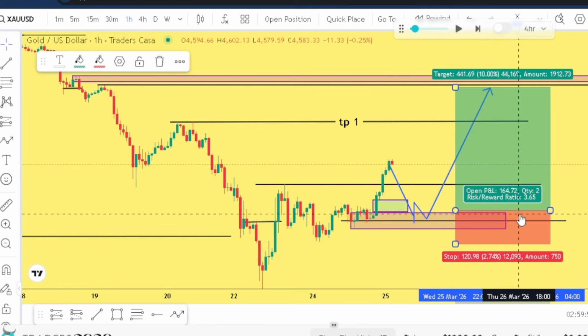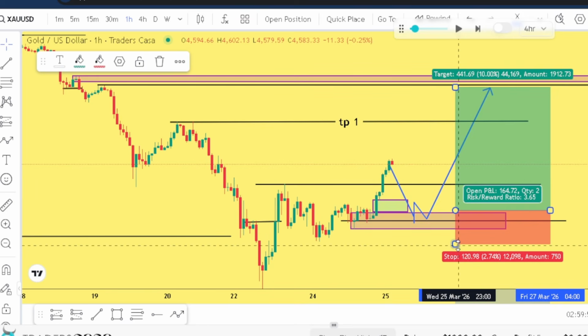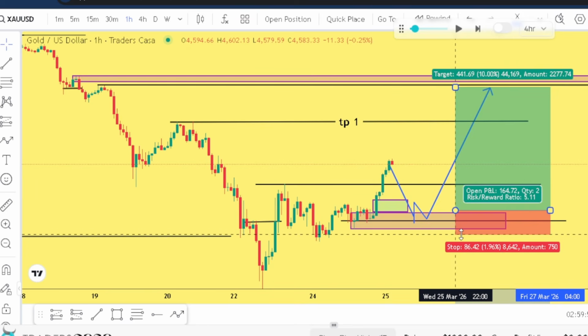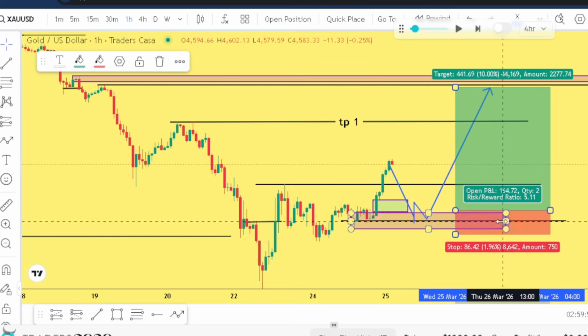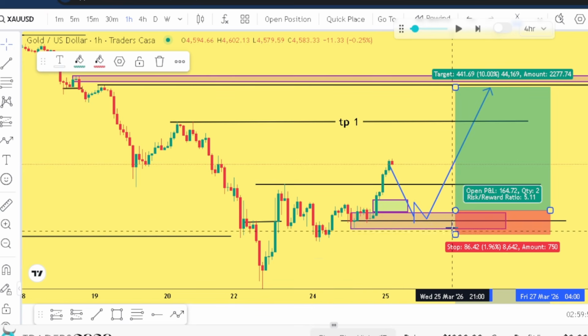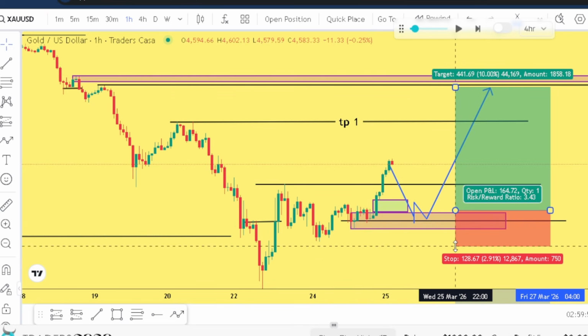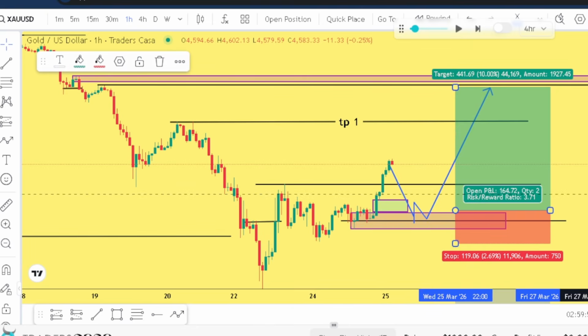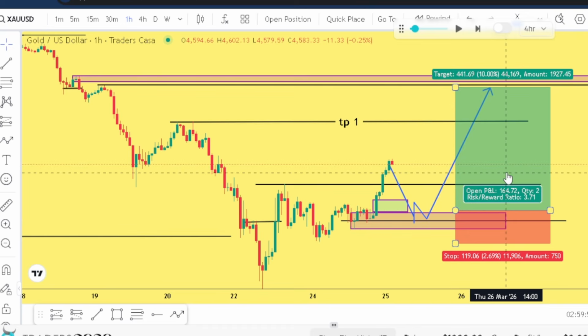You can see it's a good 1:3 risk reward ratio at 3.65. But if you refine your stop loss, it now even becomes a 1:5. Okay, but it's not so safe to place your stop loss so close to that order block. You just give it some room to breathe. So that is a possible outcome.